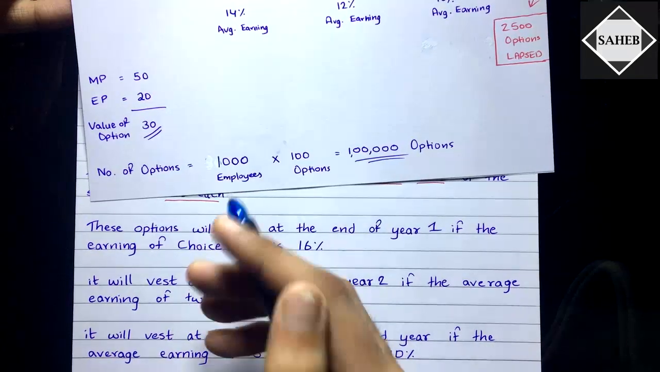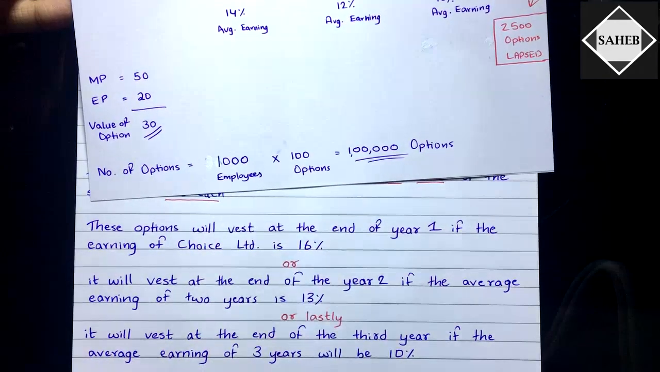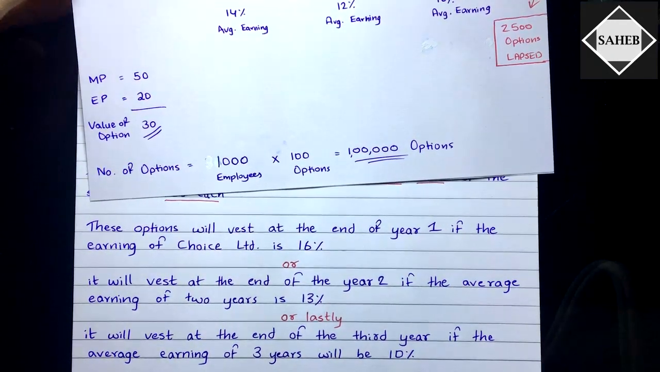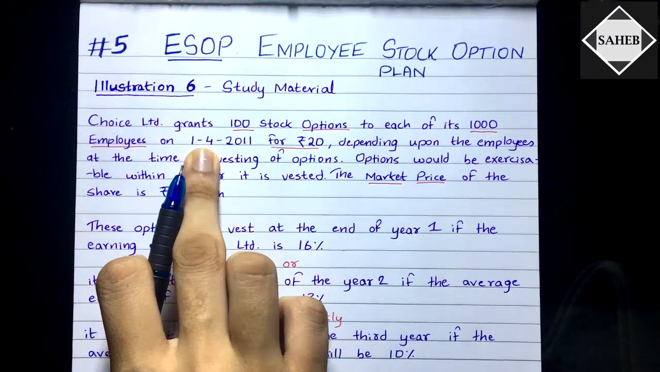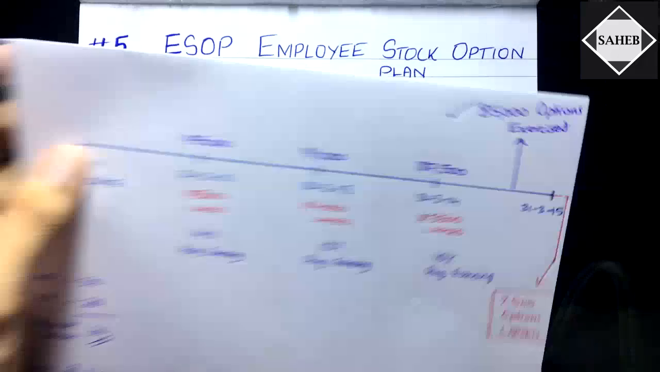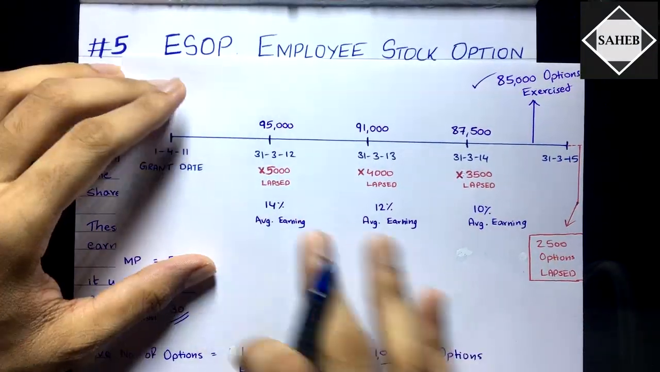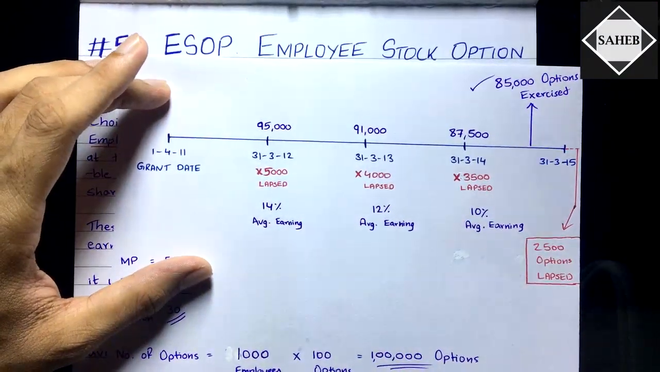We have already done that. 1,000 employees into 100 options, 1 lakh options in total being offered here, right? And here we have the grant date. The grant date is what? 1/4/2011, so that's 1st April 2011. That's the grant date. Now we have to understand all these things, so let's do that.